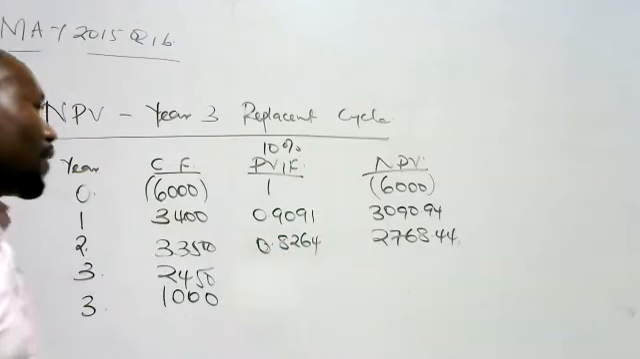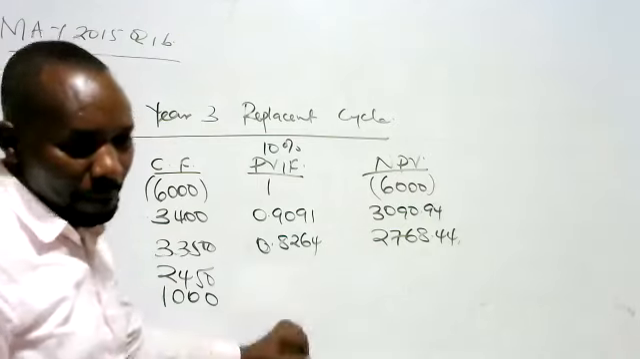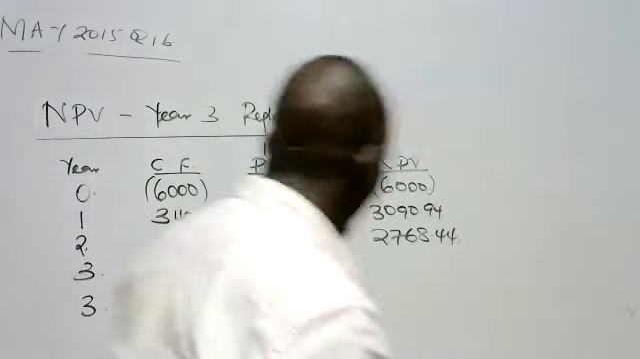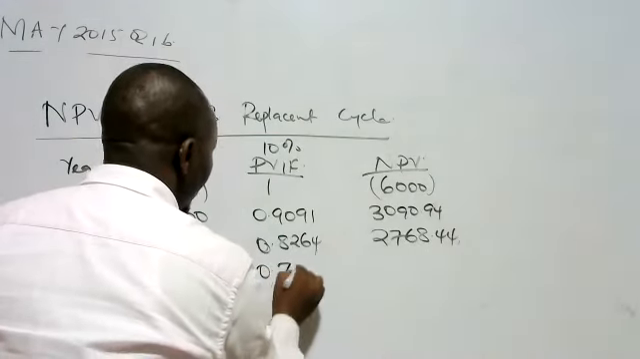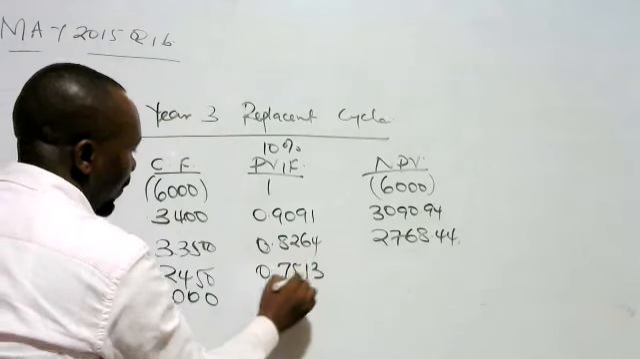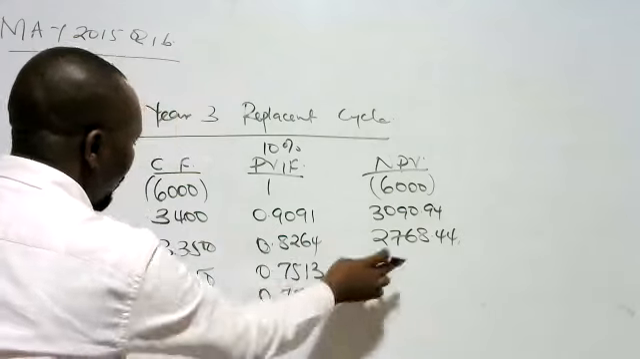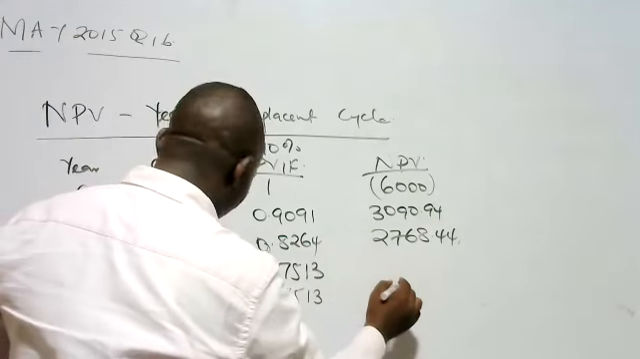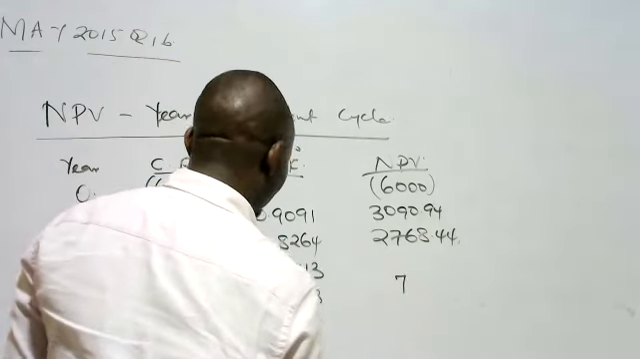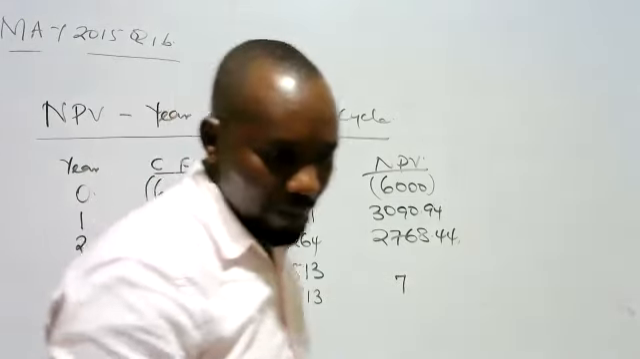What is the discounting factor for year 3? 0.7513. Use the same here, 0.7513. Then now multiply this 2 and then this 2. I can do for you the last one here. This one will be 7,000. That last one is going to be 7,000. Let me calculate.